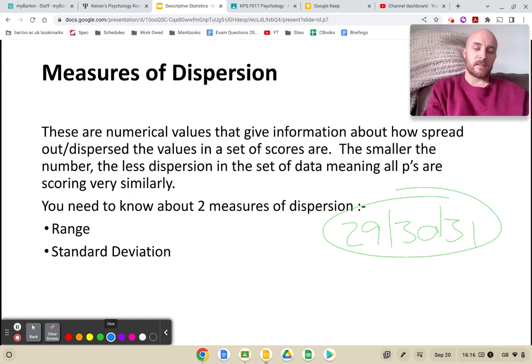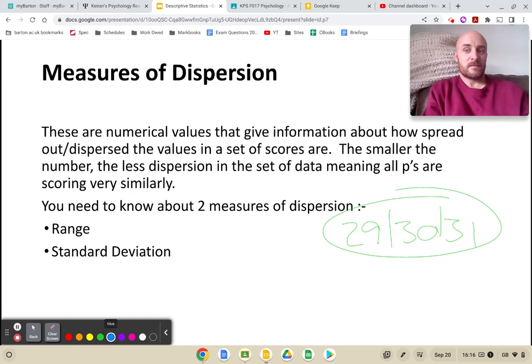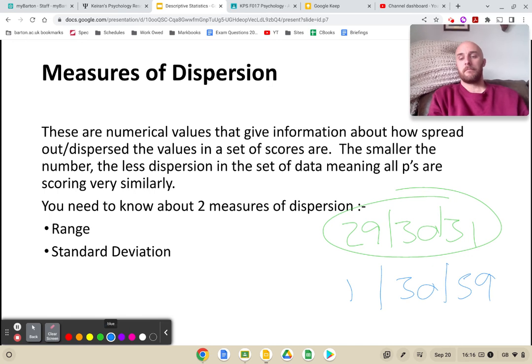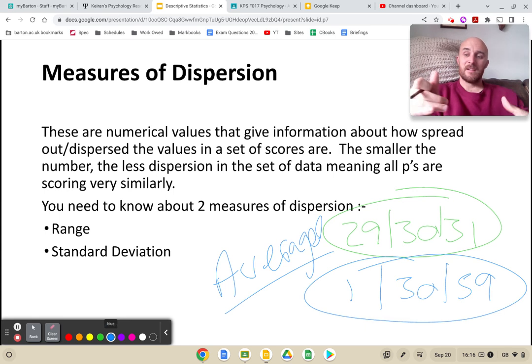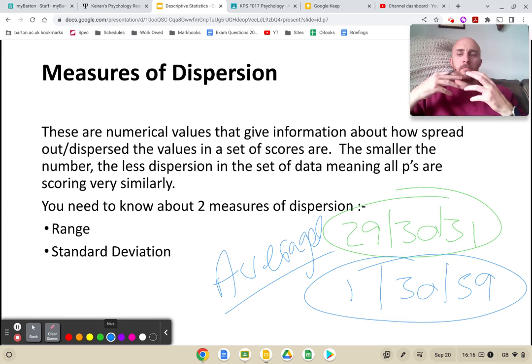But what happens if I had a different data set? And data set, I mean, it's just a set of data, really. Let me show you a different one, measuring the same thing. You get 1, 30, and 59. What's the average of that? Well, again, it's 30. Yet, even though they are much different data sets, they come out with the same average. So the point I'm trying to get across here is that average only tells you one level of the data.